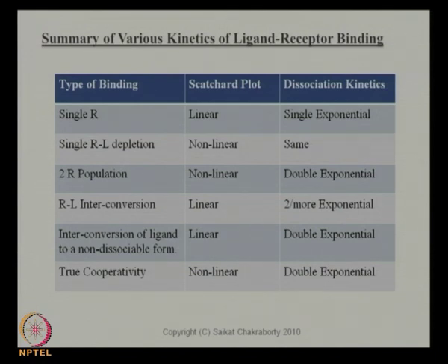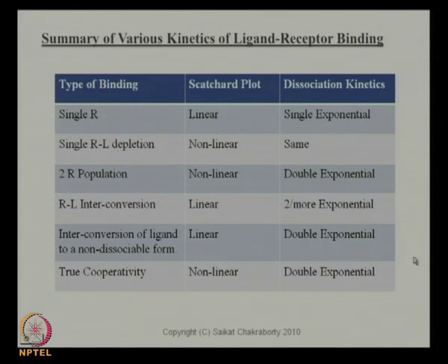Next, we looked at the case of receptor-ligand interconversion, where the Scatchard plot is still linear, as we just showed, and the dissociation kinetics is two or more exponential. What kind of interconversion is this? The receptor subpopulation itself changes conformation and becomes another receptor. Both are chemically the same and bind to the same ligand, but the dissociation rate constants are different, and they form different complexes which can also interconvert through a change of conformation.